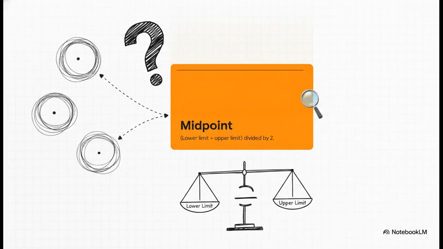But to calculate the mean for these groups, we run into a little bit of a roadblock. We don't have individual numbers to add up anymore. So the absolutely crucial step here is that we have to create a single representative number for each group. And we do this by finding the midpoint. All you have to do is take the lower limit of the class, add the upper limit, and chop it in half. Just divide by 2.